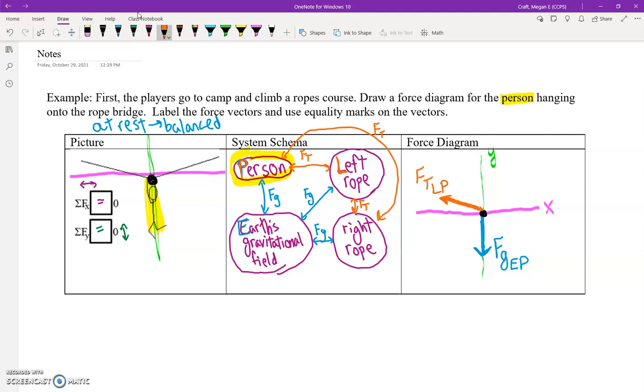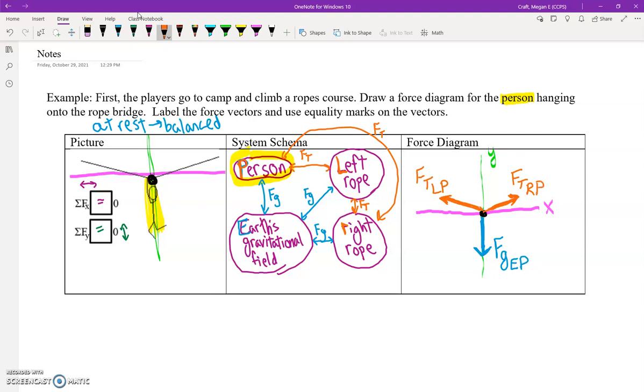And then I'm going to look at my last arrow, which is the other force of tension on the right rope, which I can see is going up and to the right. So I'm going to draw a force of tension going up and to the right. And label it with 4 letters, force of tension caused by the right rope acting on the person.